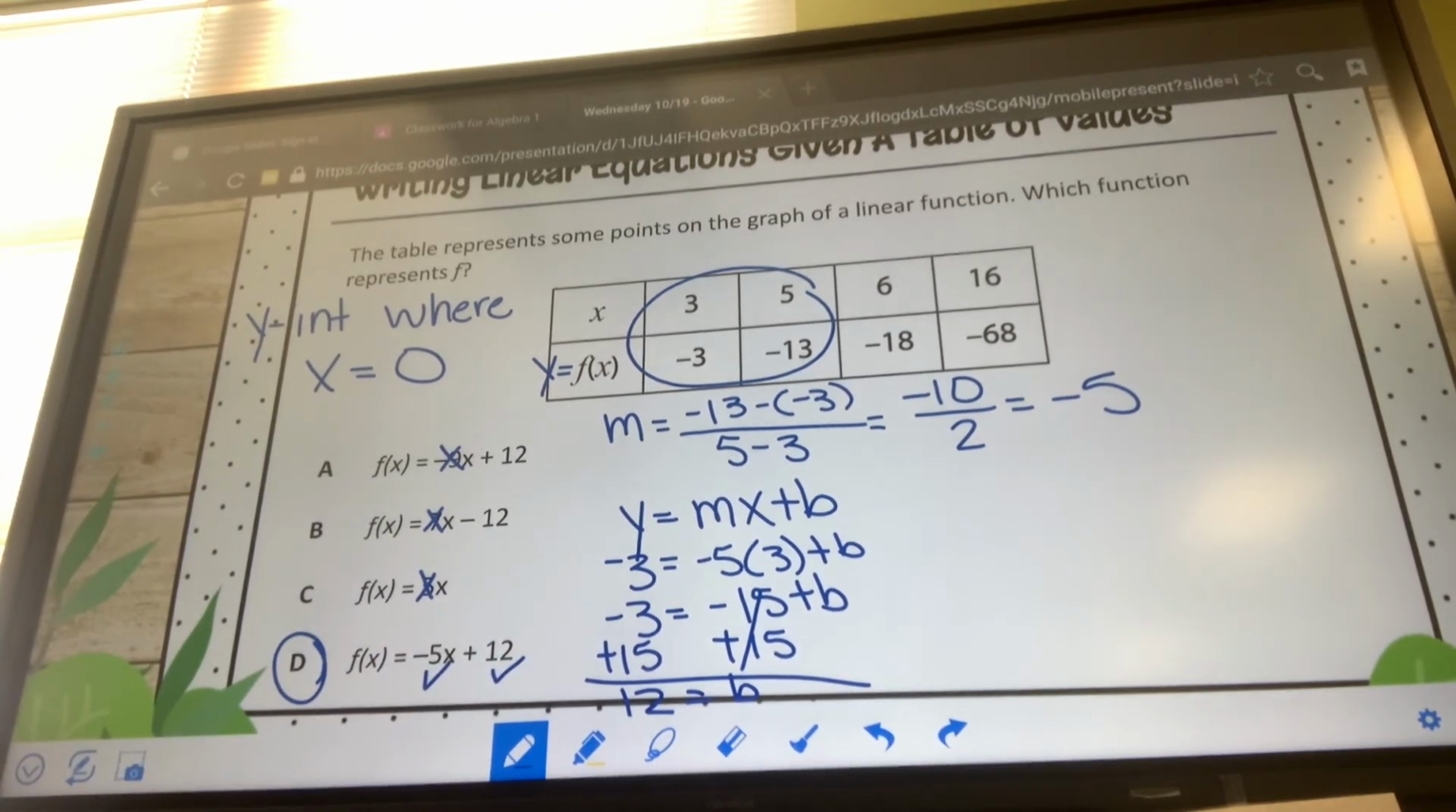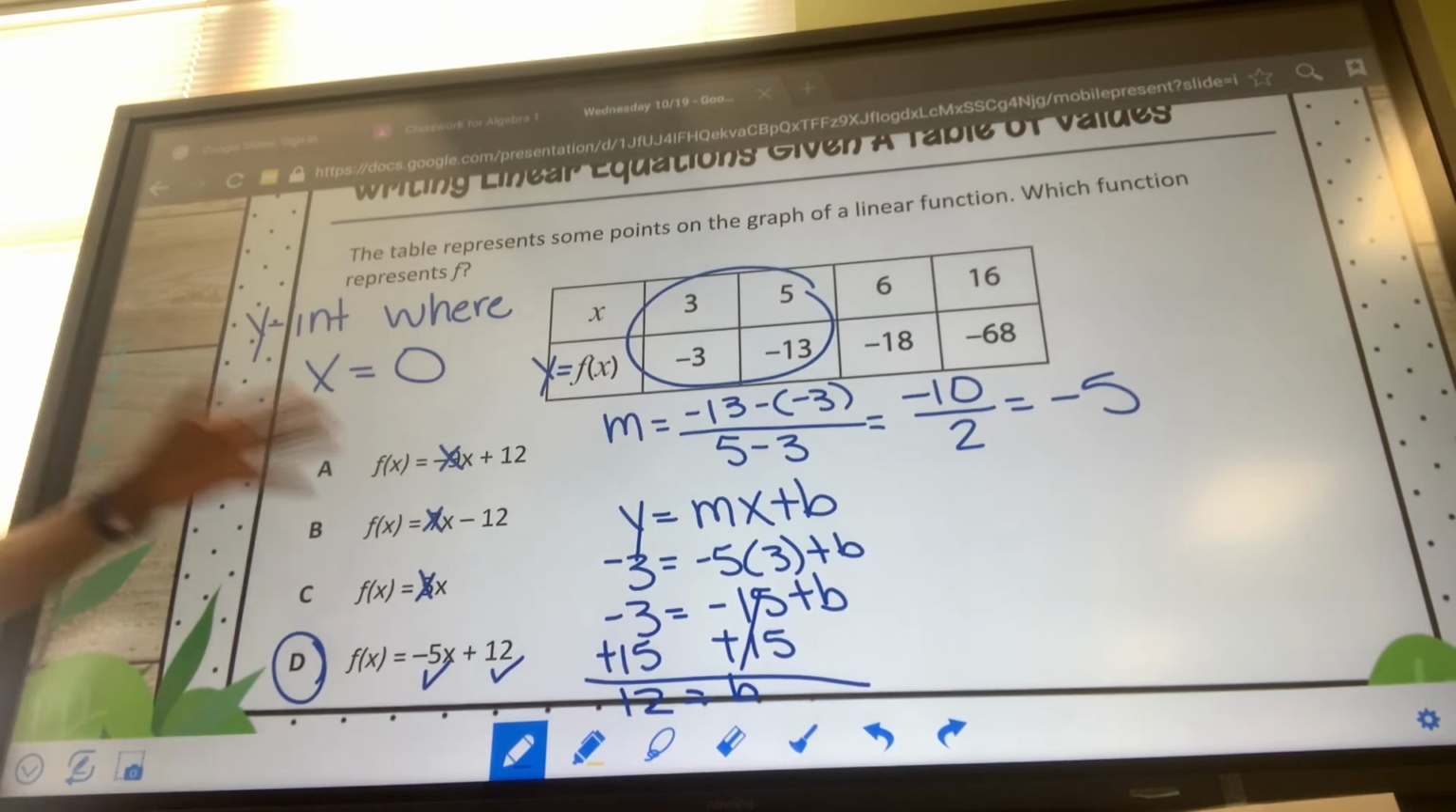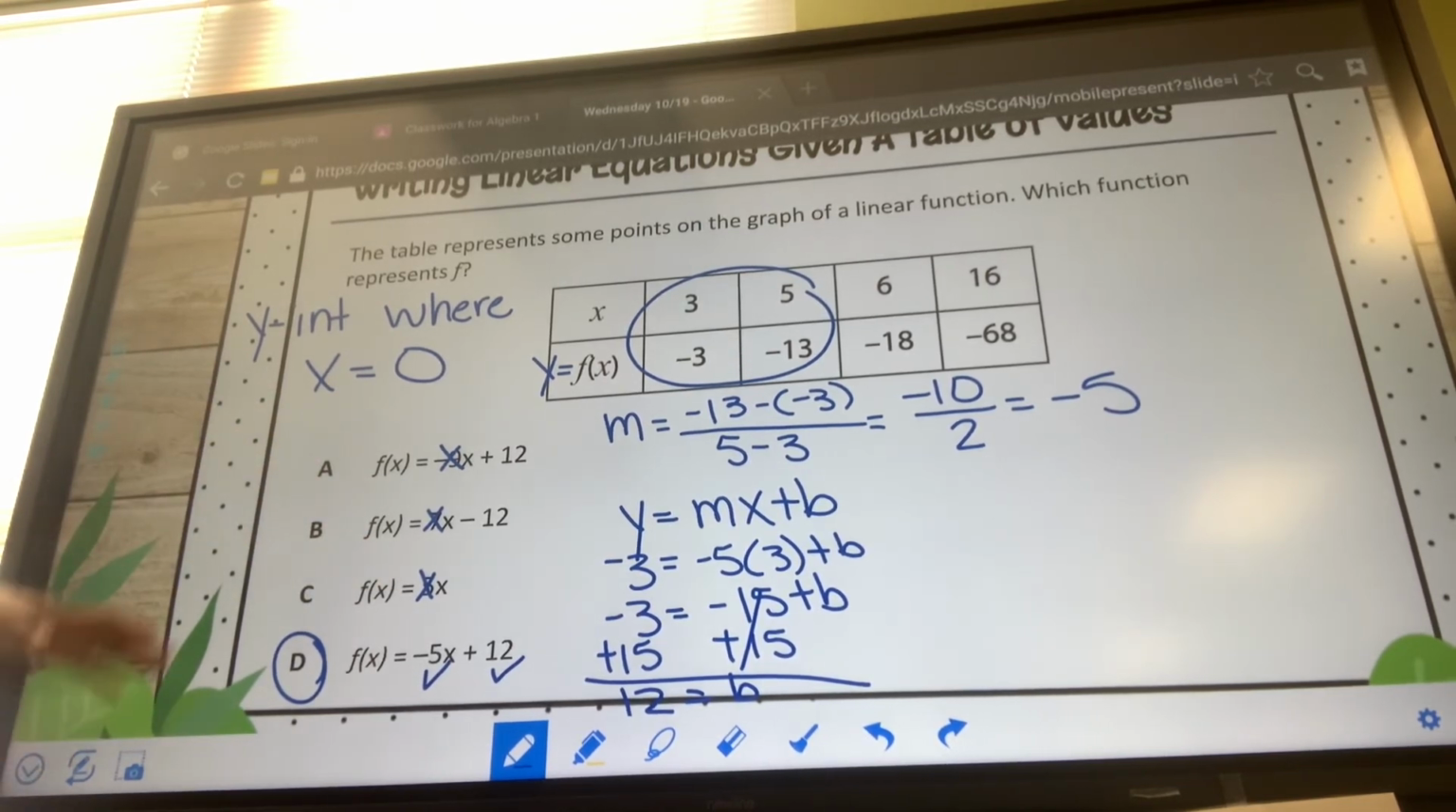Just like that. So basically, in this particular one, you could get the answer right in one step. But what if one of these other ones said negative 5x also? You gotta know how to find your b also. Then you would have done that, exactly.